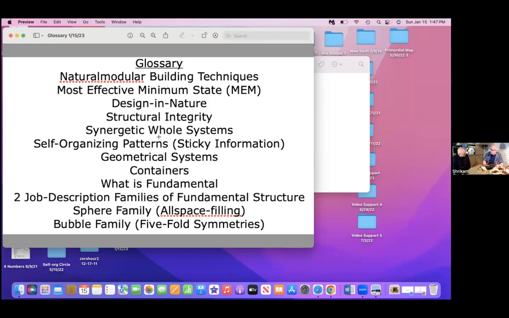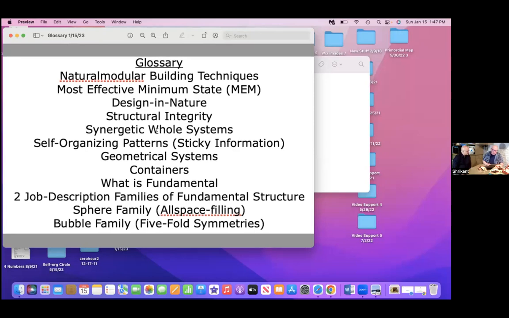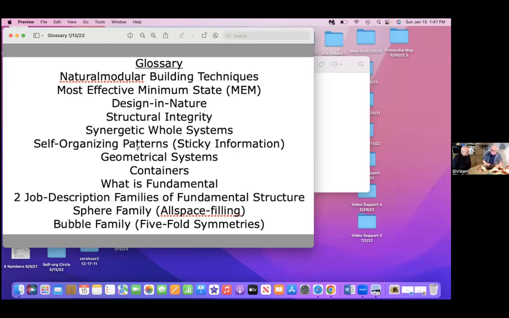Synergetic whole systems: the definition of synergy is behavior of whole systems unpredicted by the behavior of the parts. It'll always be more than the sum of the parts because of this communication between the parts. Self-organizing patterns we've talked about. This is how information gets sticky, because once you know this pattern, when you come across it again, you know all of the dimensions of whatever you're looking at.